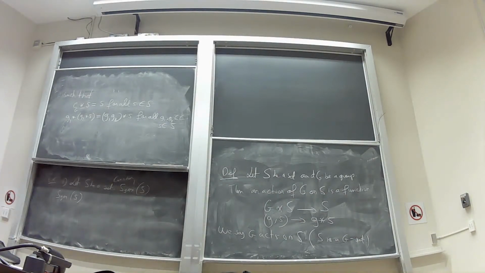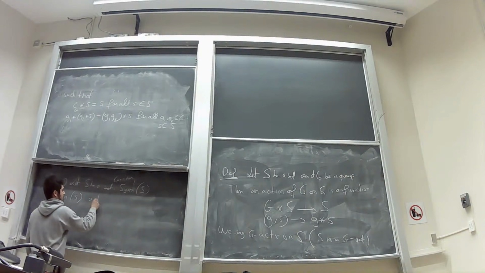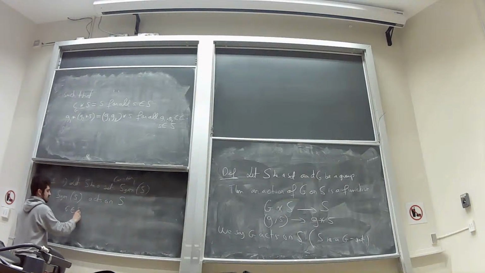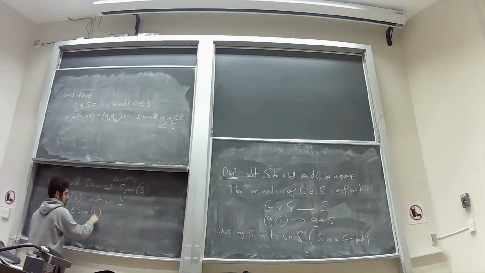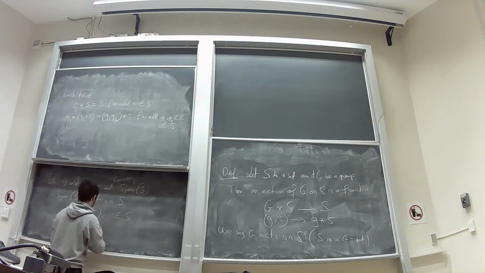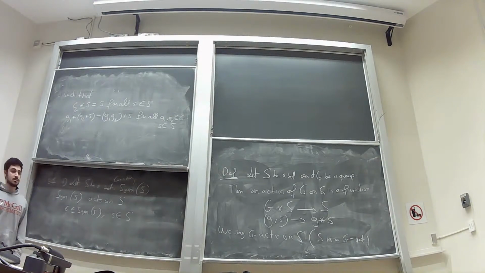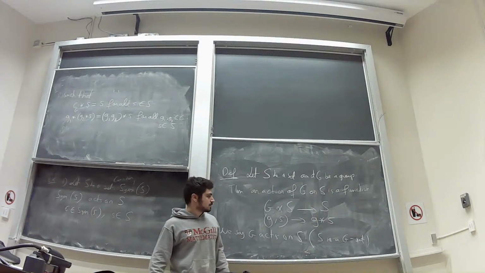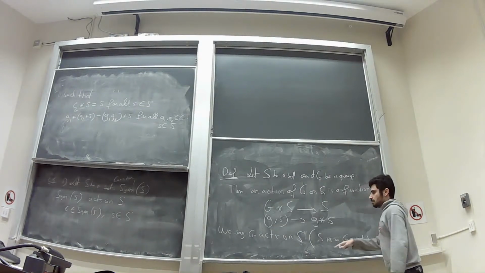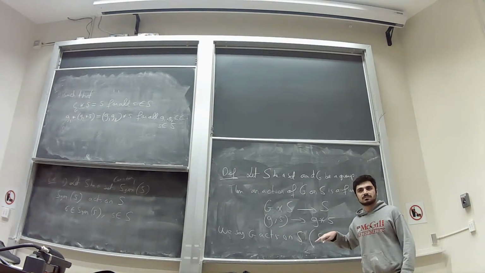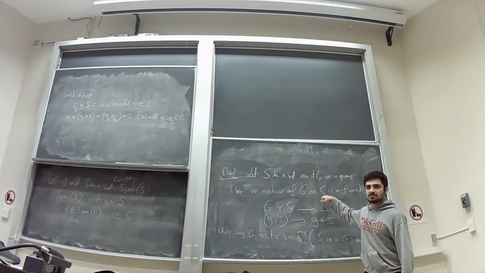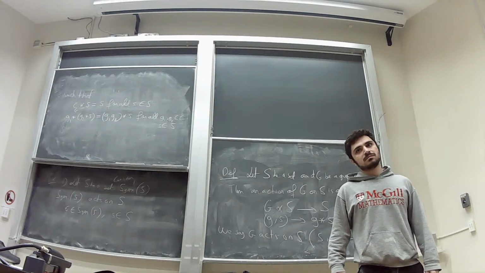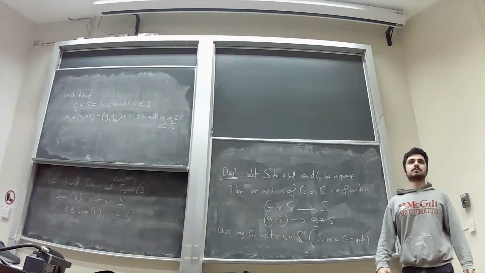What does it mean to be a G-set? This means that G acts on S. So there is an action of G on S. We say that G acts on S, or that S is a G-set. That's just a name. Okay?